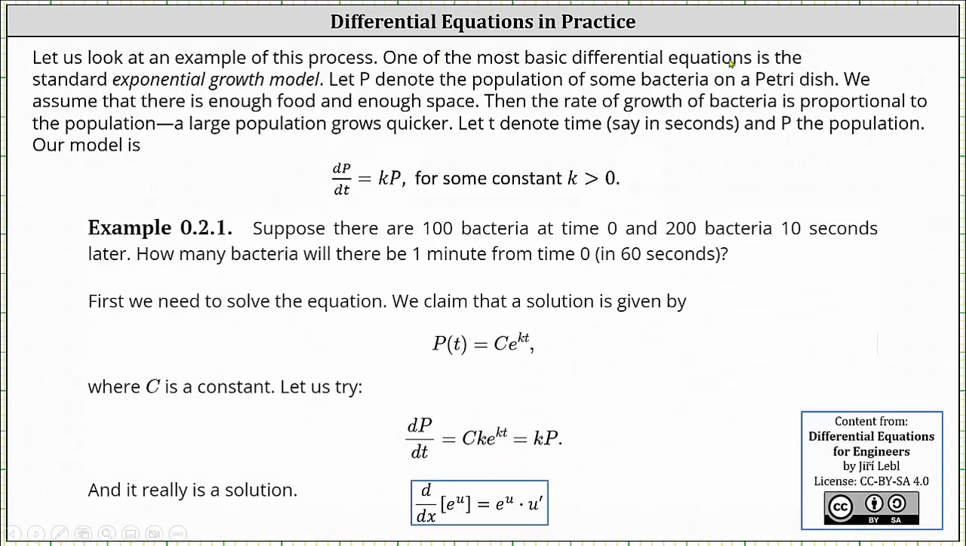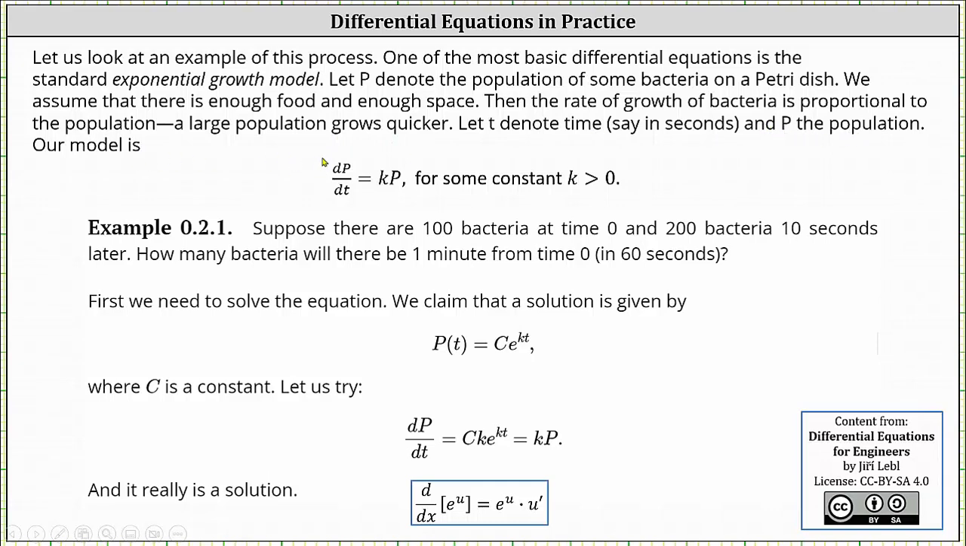One of the most basic differential equations is the standard exponential growth model. Let P denote the population of some bacteria on a petri dish. We assume that there is enough food and enough space. Then the rate of growth of bacteria is proportional to the population. A large population grows quicker. Let t denote the time in seconds and P the population.